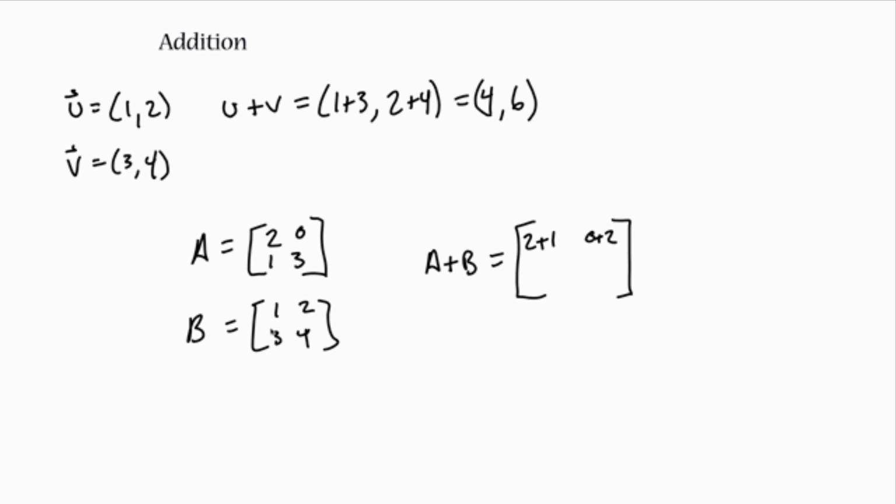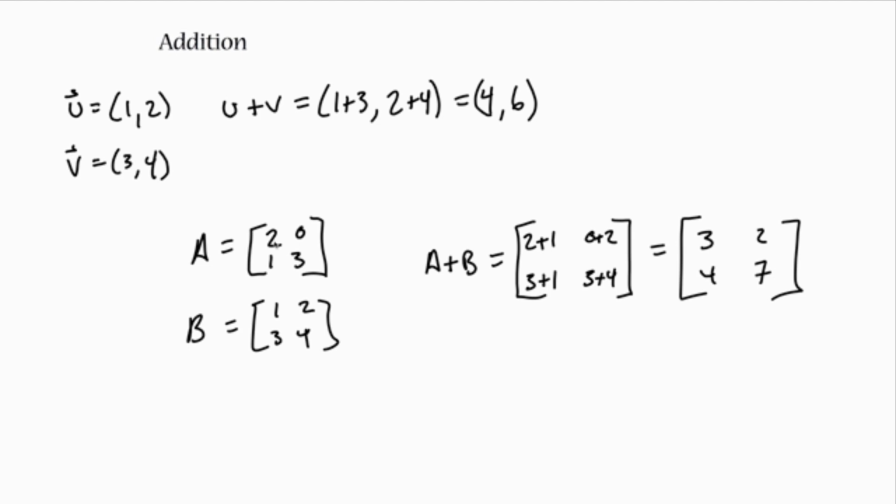This will be 3 plus 1, or 1 plus 3, whatever. And this will be 3 plus 4. Just adding up the elements that go in each space. 3, 2, 4, 7.